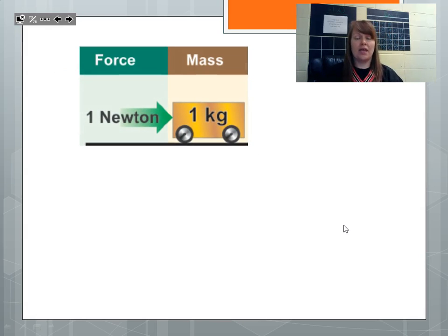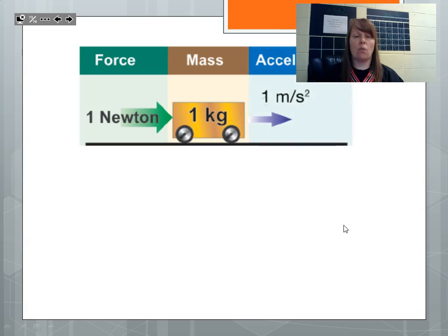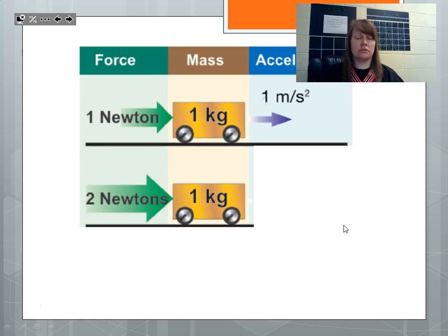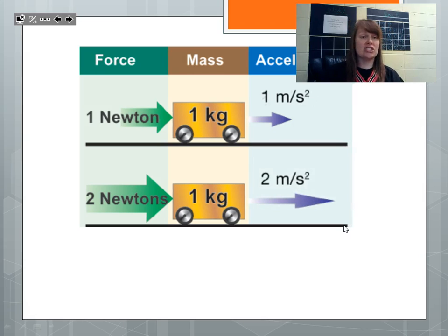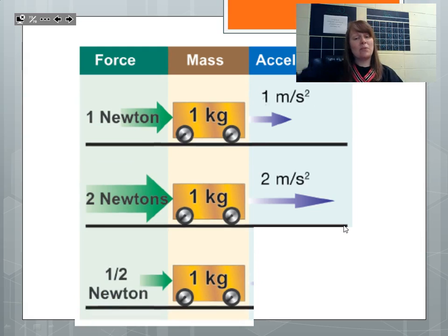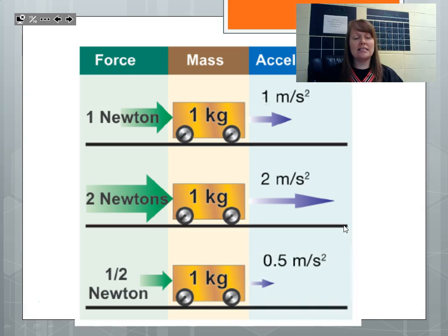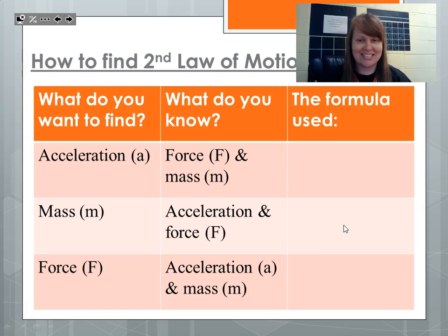For example, if I have a force of 1 Newton pushing on a cart with a mass of 1 kilogram, it's going to have an acceleration of 1 meter per second squared. If I have a force of 2 Newtons pushing on the exact same 1 kilogram block, its acceleration is going to increase to 2 meters per second squared because we've added more force. But if we take half away and go to half a Newton of force on 1 kilogram of mass, then its acceleration is only 0.5 meters per second squared. Not everybody can do that in their head, so that's why we have an equation to figure it out.